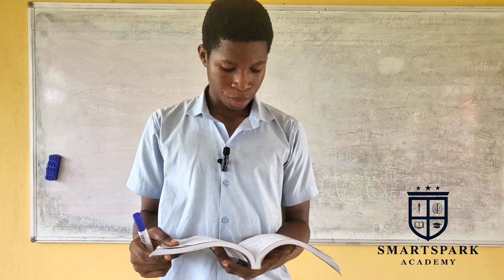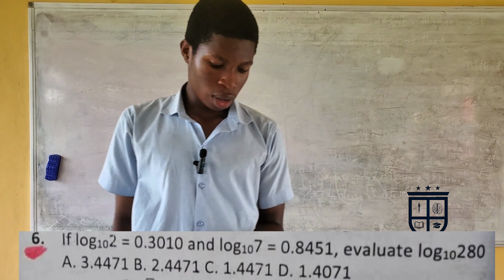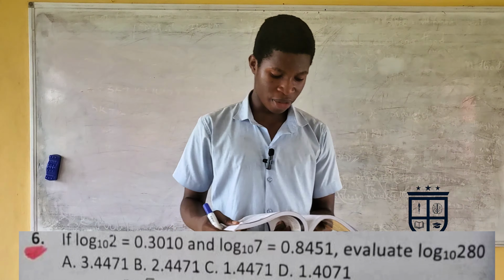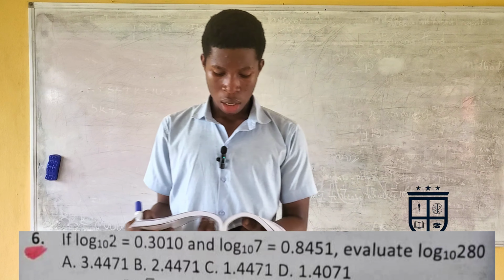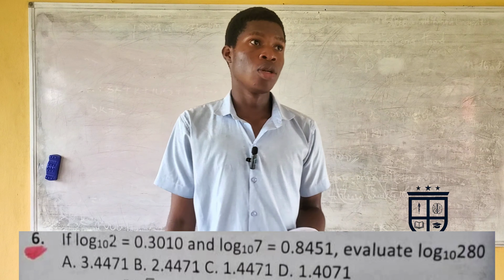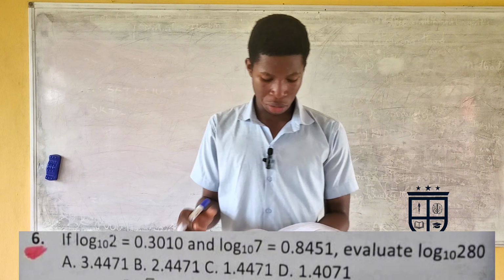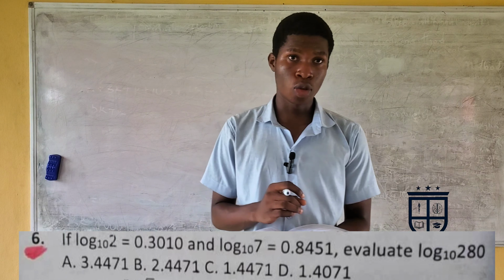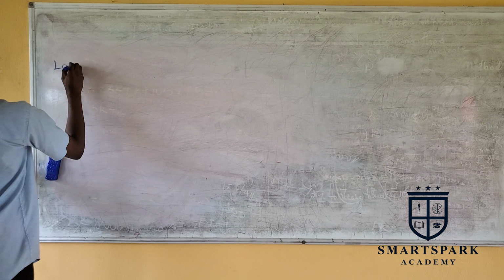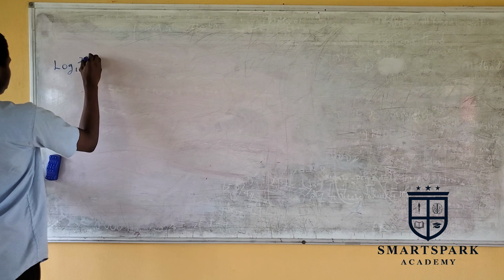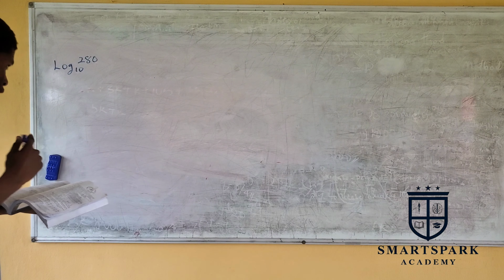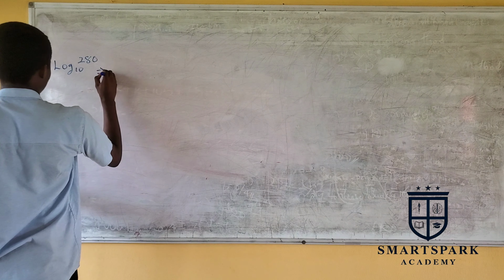So we'll be looking at question 6. If log 2 base 10 is given a value, and log 7 base 10 is given a value, evaluate log 280 in base 10. So now what we are going to do is express 280 in terms of 2 and 7.